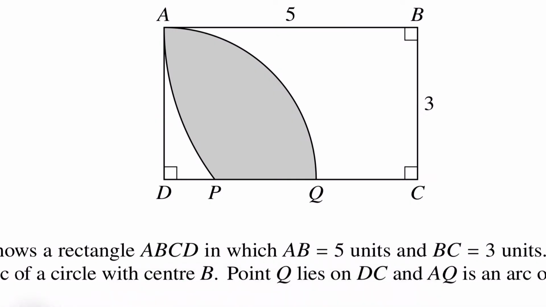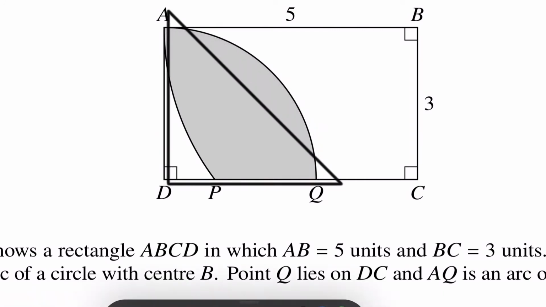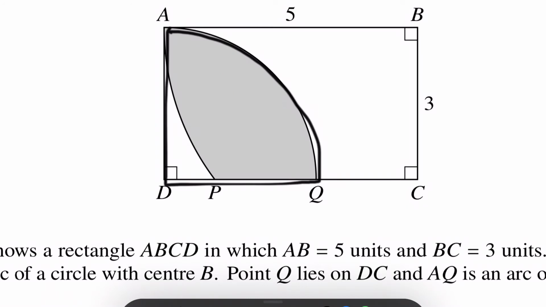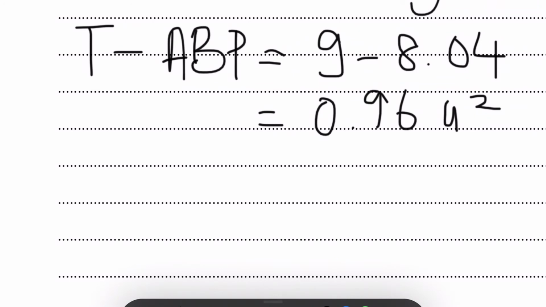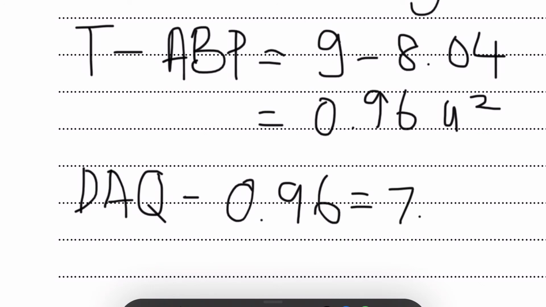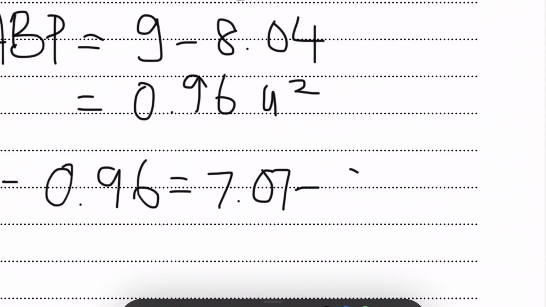Next, we see that there is a sector DAQ, and that the small section DAP here is not the shaded area, so we need this one. So we can just subtract the small section here from the area of the sector DAQ. We found sector DAQ already from the sub-question earlier. So DAQ minus 0.96 is 7.07 minus 0.96, which is equal to 6.11 units square.